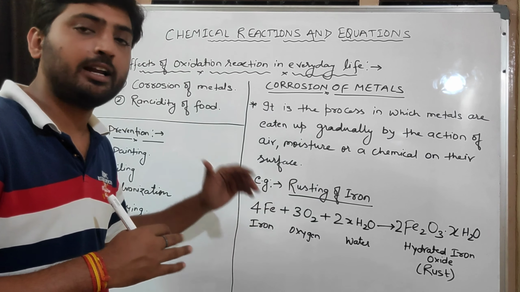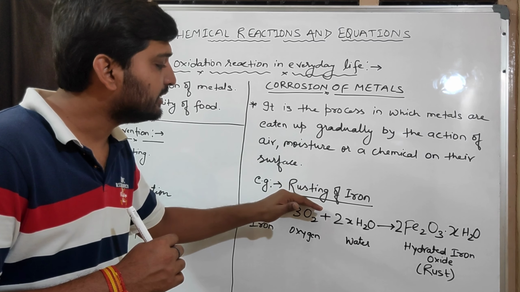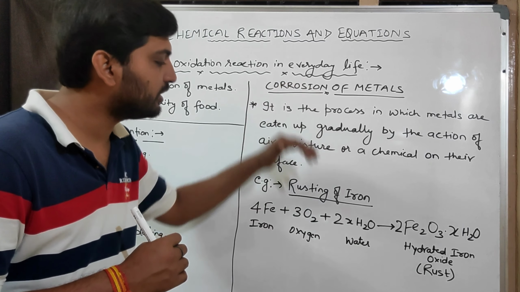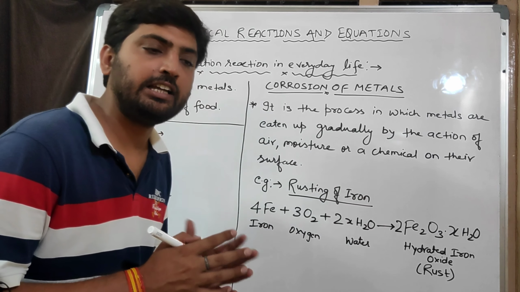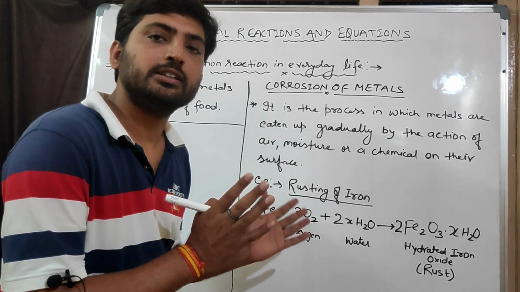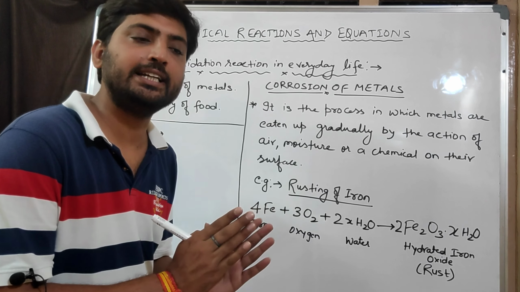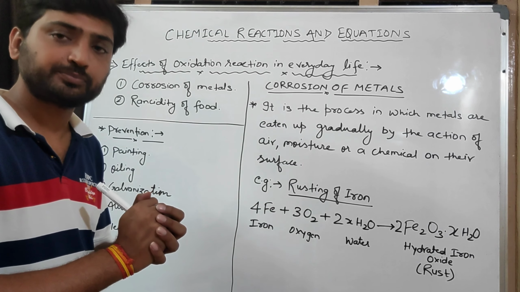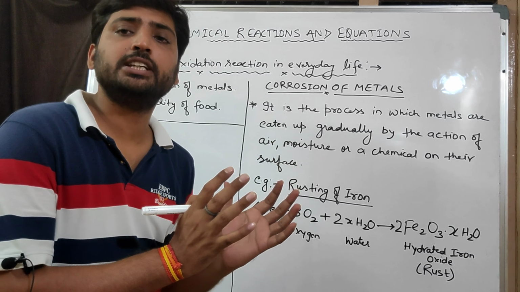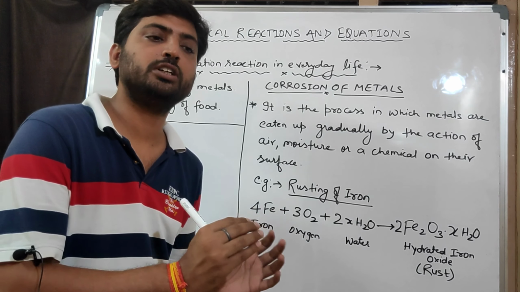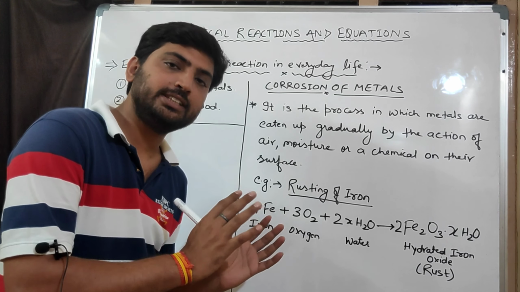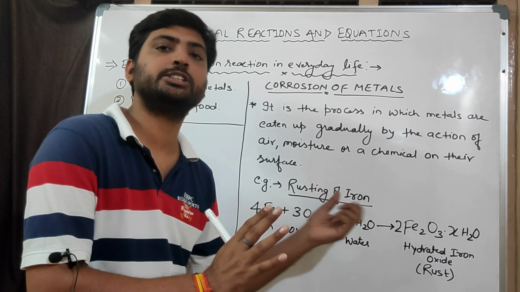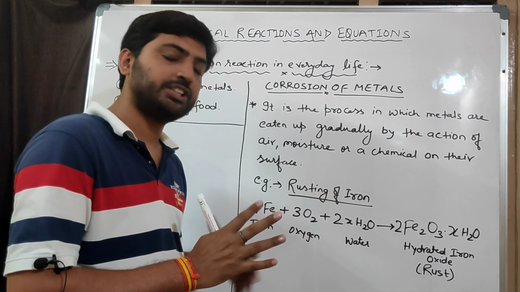Rusting is the special name for corrosion of iron. Corrosion of iron is nothing but rusting of iron. If we say corrosion of iron, it indicates rusting of iron. We say corrosion of copper, corrosion of aluminium, but when we say corrosion of iron, it is nothing but rusting of iron. It is just a special name. So we have to study this.